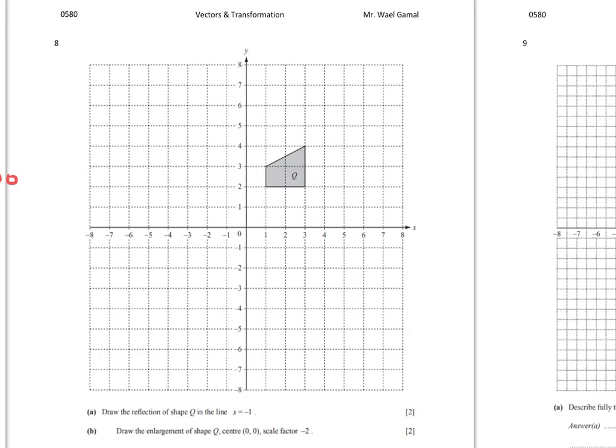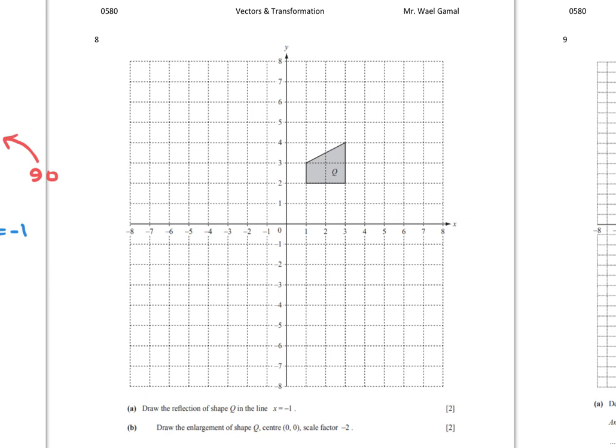Number 8, draw the reflection of the shape Q in the line x equal -1. Line x equal -1, this is the mirror line. So vertical line, x equal -1, so this vertical line intersects the x-axis at -1. So we can draw the mirror line.